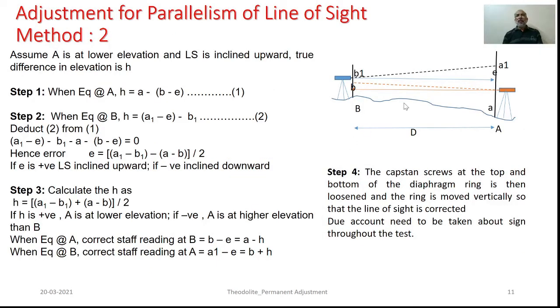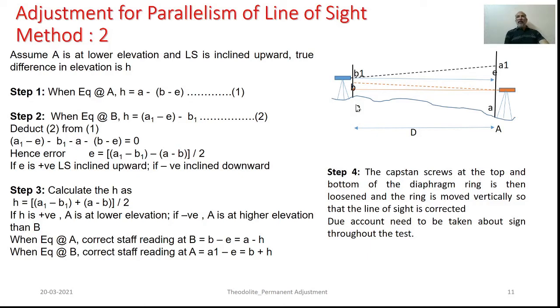Otherwise, we can keep the equipment exactly at stations as they are chosen as A and B, instead of keeping it some 10 to 15 meters away. So, let's assume that this particular station A is placed at the lower level and the line of sight is inclined upward, the way it is shown here in this particular sketch. So, when the equipment is at station A, this true difference in elevation H should be equal to A minus B minus E.